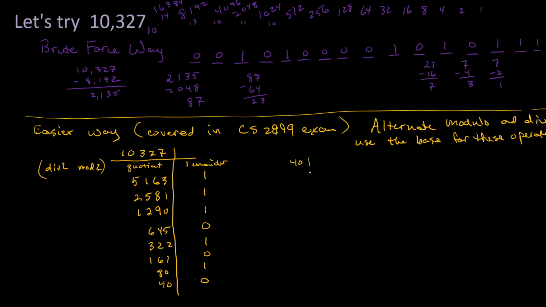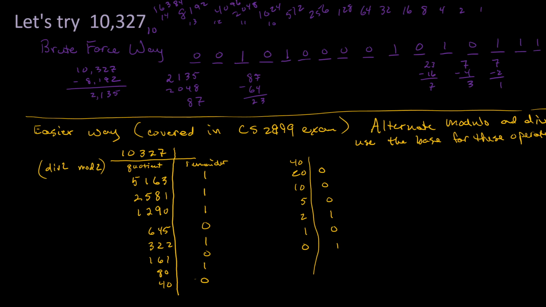I'll just continue on with that. So 40 gives me a 0 and a 20, and a 0 and a 10, and a 0 and a 5. And then I have a 1 and a 2, and a 0 and a 1, and a 1, and a 0. So as soon as I get to 0 here, I'm done.